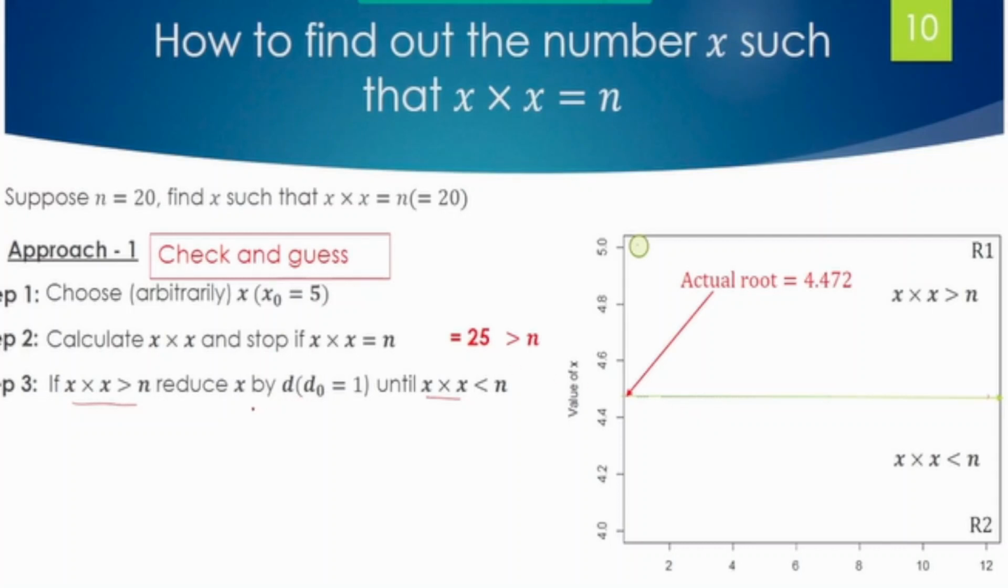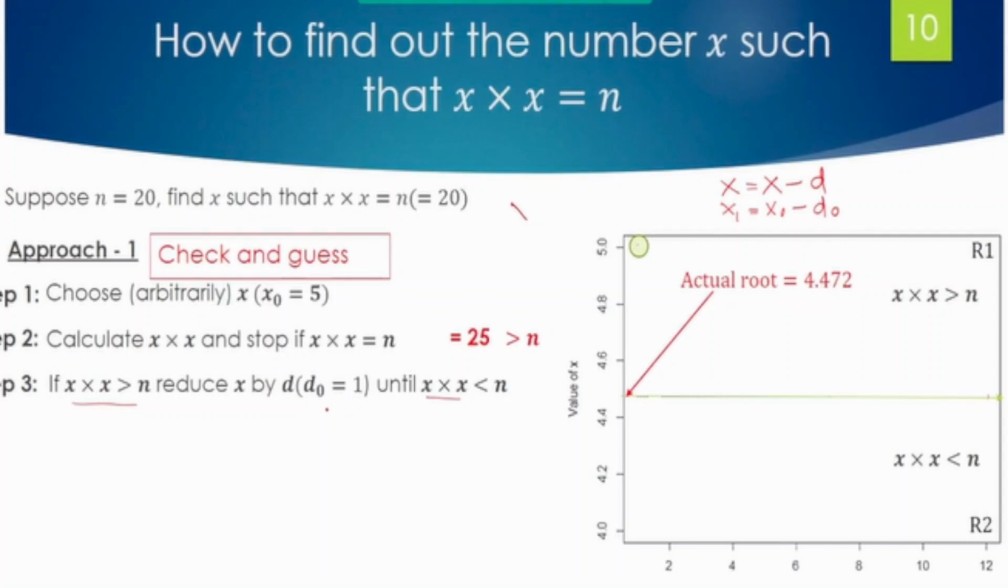So now what is this d? At the time of reducing the value, we are actually using this formula: x equals x minus d, right? So the new updated value of x will be the older value of x minus d. So here x1 is equal to x0 minus d0. Now what is the value of d? Initially I will choose the value of d as 1. Okay, you can choose any other arbitrary value.